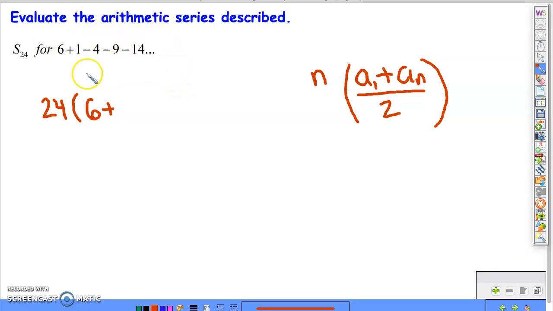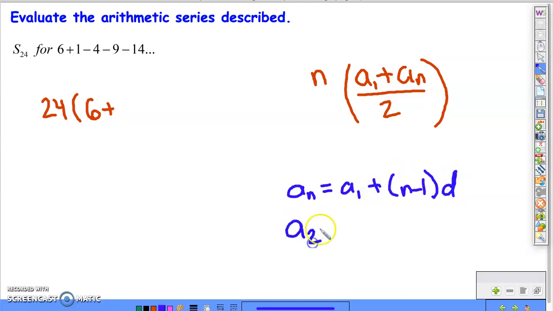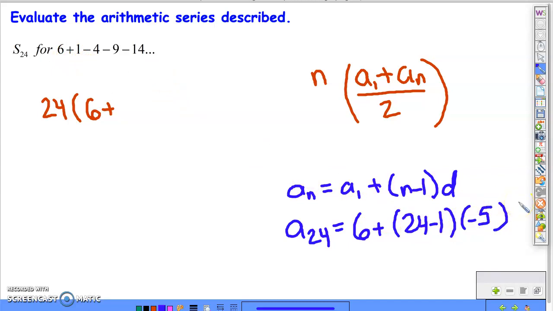So if we want to find the 24th term, we're going to go back and use that formula from the previous page that finds a term. So again, that is that formula right there. We want a24, a1 is 6, plus 24 minus 1. D, we're going down by 5, so -5. And get that all figured out here. And that term is going to be -109.